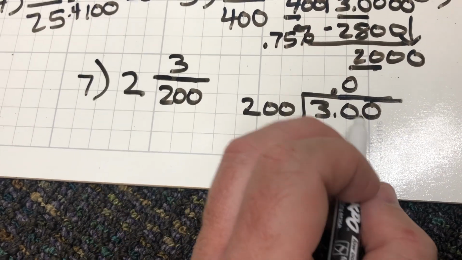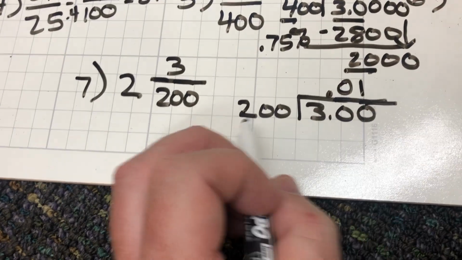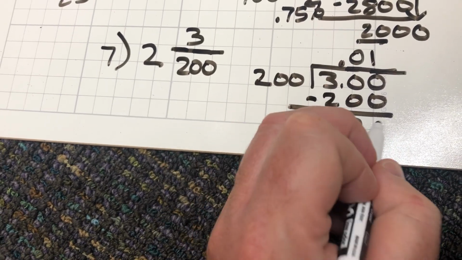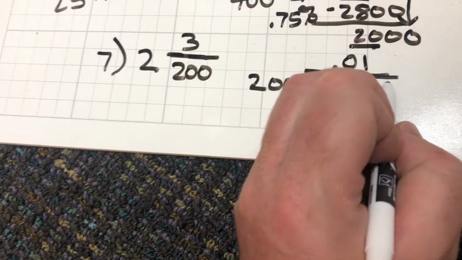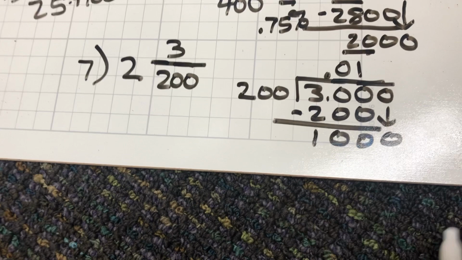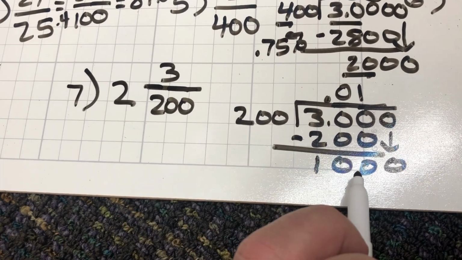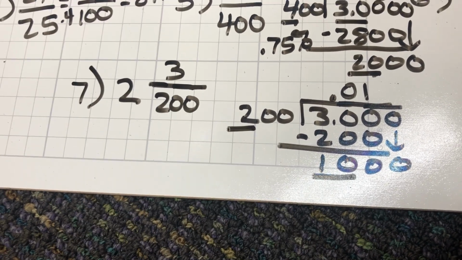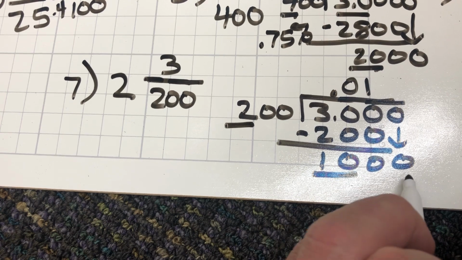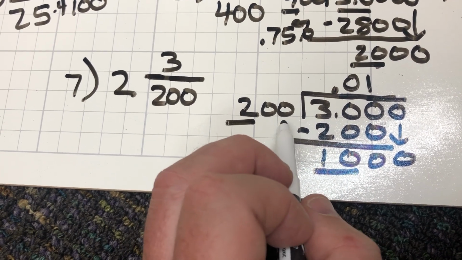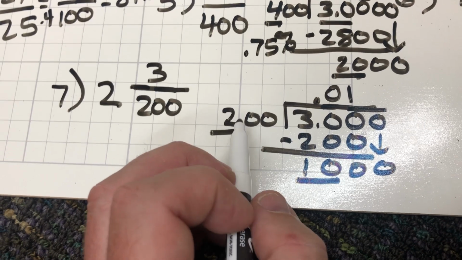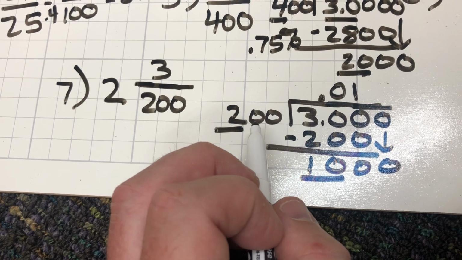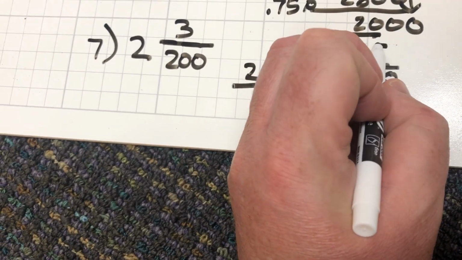Well, I do know that 200 can go into 300 once. 1 times 200 is 200. 300 minus 200 is 100. I cannot have any left over, so I'm going to add a 0 and bring it down. And I'm going to end up having to figure out what 1,000 divided by 200 is. Well, I know that 10 divided by 2 is 5. I have 2 zeros here I would cross off, and 2 zeros here I would cross off. So my answer would just be 5. 200 can go into 1,000 5 times, and there's none left over because 200 times 5 is 1,000. So I put my 5 up here.